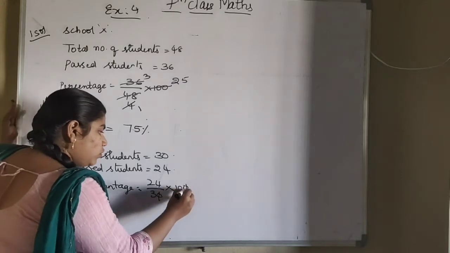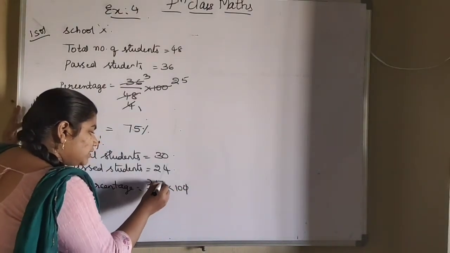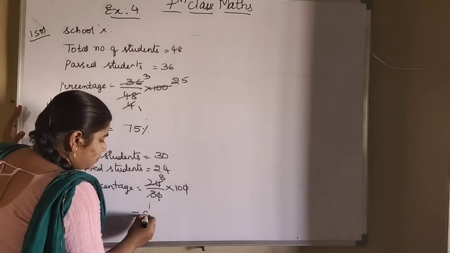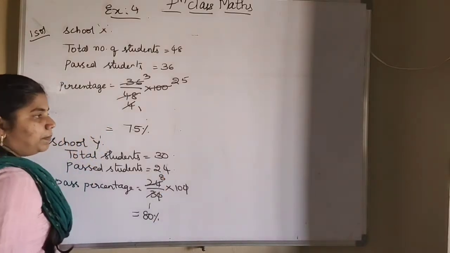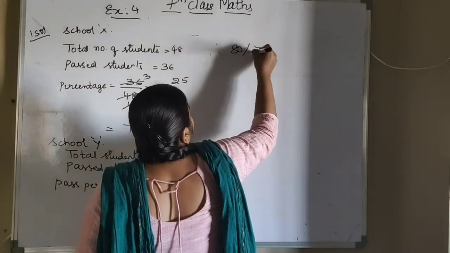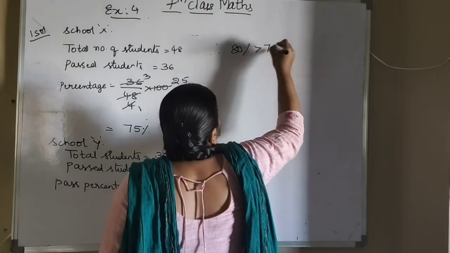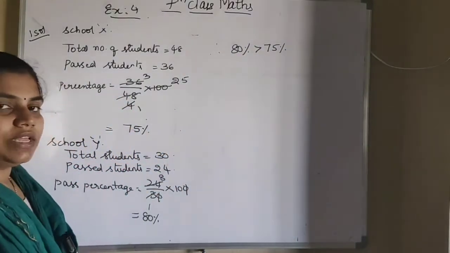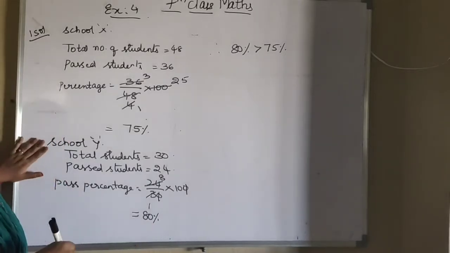Okay, so 0 0 will get cancelled. 3 ones are, 3 eights are. So what is the pass percentage here? 80%. So therefore here we can say 80% is greater than 75%. So for which school will they get the award? That is for school Y.